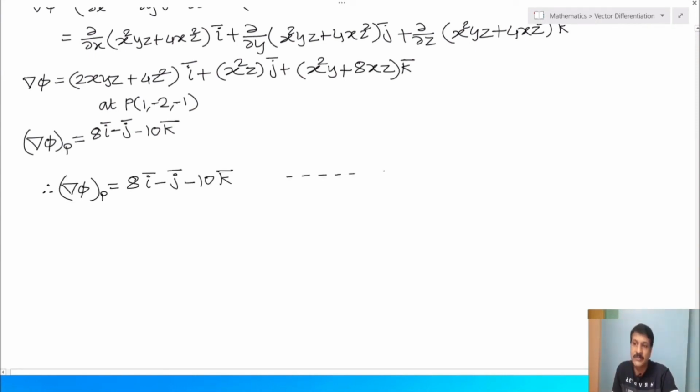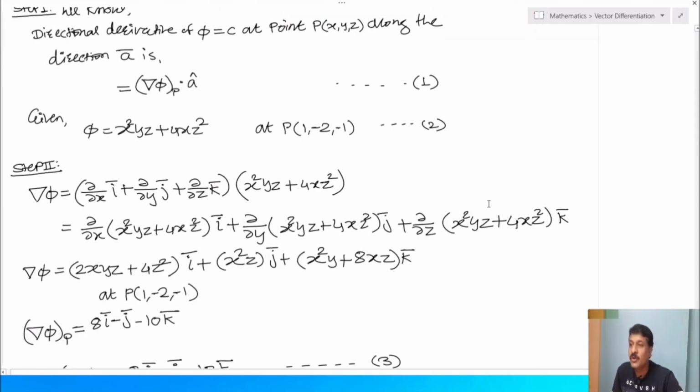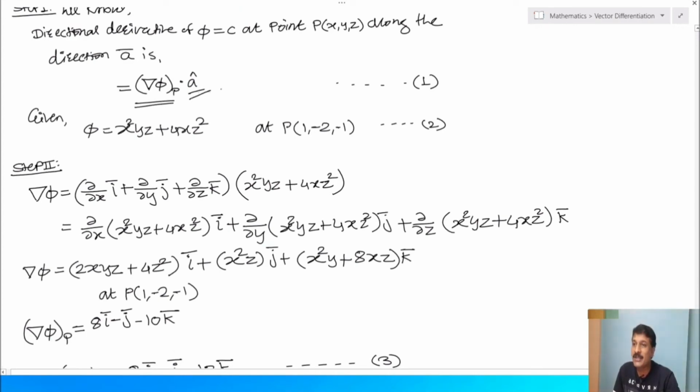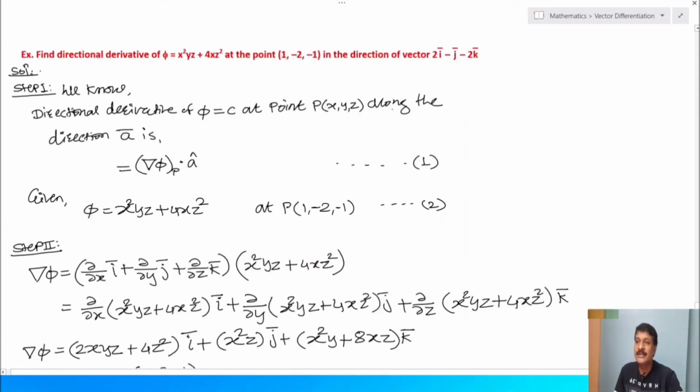So this is equation number 3. So in this case we have this part. Now we want to find a cap. A cap is what? Along which direction we want to find directional derivative. That is your a bar. And by using this a bar I can find a cap. So in the given example, in the direction of vector 2i minus j minus 2k. So this is your vector a bar.